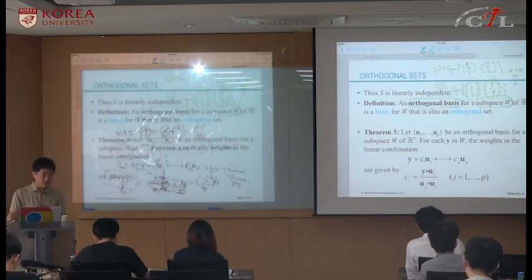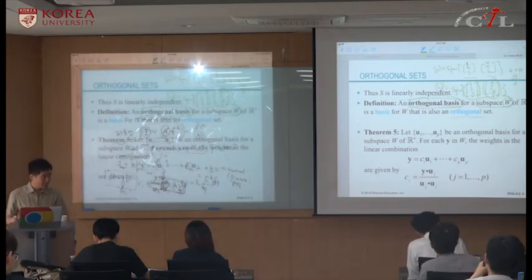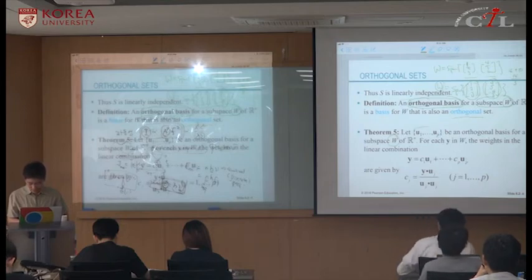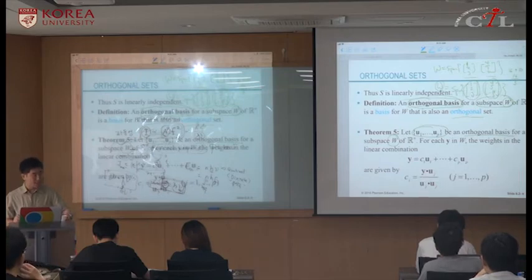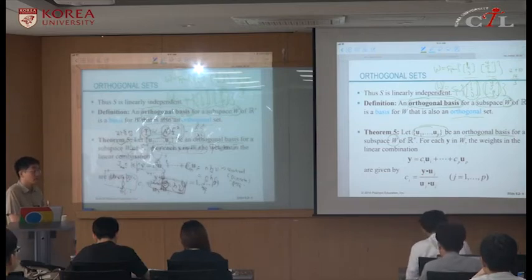The definition of an orthogonal basis is just a basis of a subspace that is an orthogonal set. Let's look at the next theorem, where we have the subspace W initially, and then we are given an orthogonal basis of that subspace. And then you know the coordinate system with respect to our orthogonal basis.